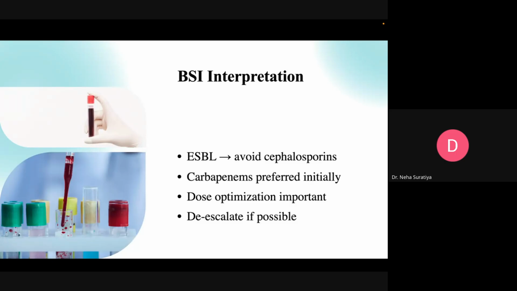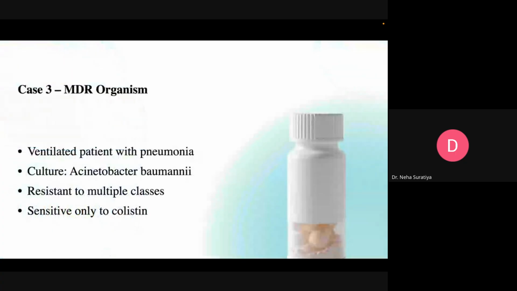ESBL case, extended spectrum beta lactamase. Then the third case we have is an MDR. See here, a ventilated patient with pneumonia is there. The culture is showing Acinetobacter baumannii. It is resistant to most of the antibiotics. You must know Acinetobacter, right? Acinetobacter is an MDR organism. I told you in the slide of MDR, the example, Acinetobacter. And it is resistant to most antibiotics and sensitive to only colistin.